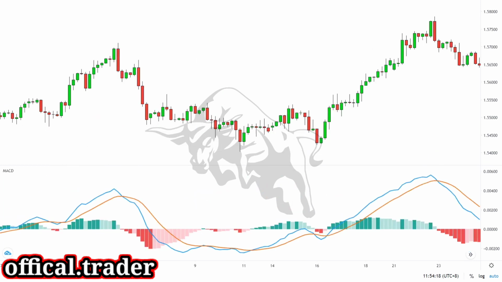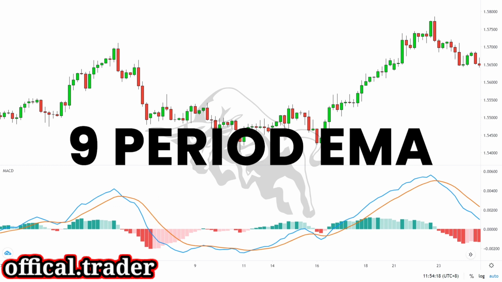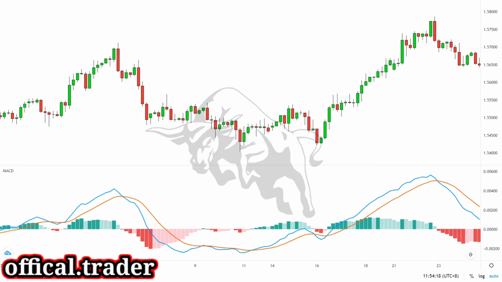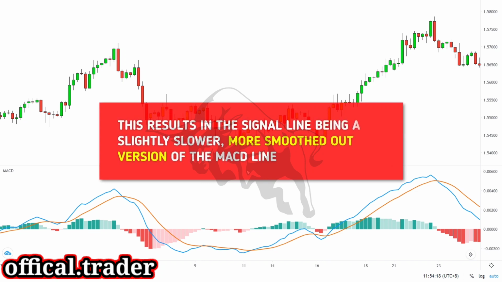The second component of the MACD is called the signal line, which is in orange. It's calculated by taking a 9-period exponential moving average of the MACD line itself. Or to put it more simply, it's taking an average of the last 9 values of the MACD line. This results in the signal line being a slightly slower, more smoothed out version of the MACD line.